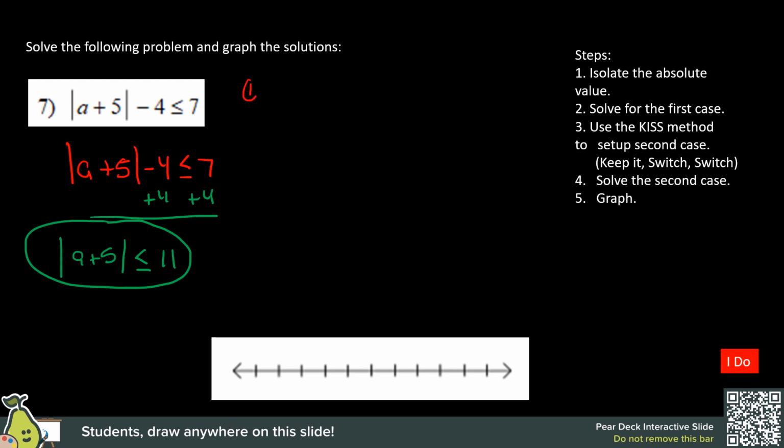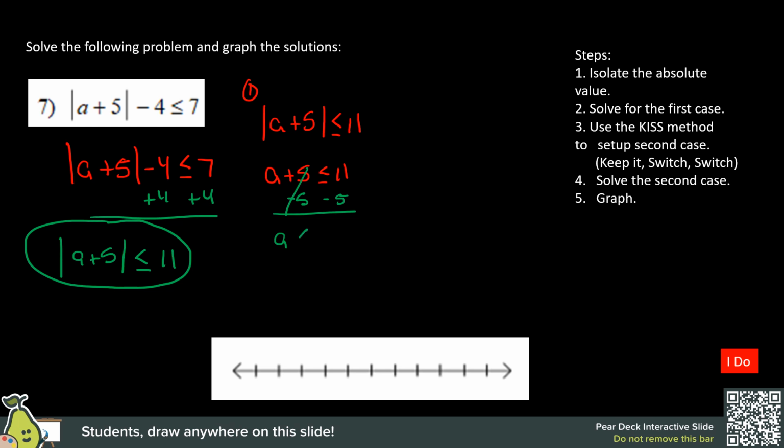So for my first case, I'm going to have the absolute value of a plus 5 is less than or equal to 11. To solve this, we just drop the absolute value. I have a plus 5 is less than or equal to 11. We then subtract 5 from both sides.